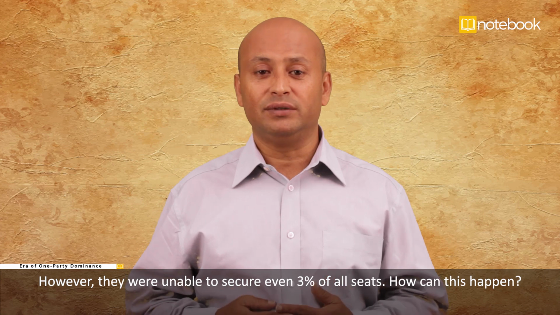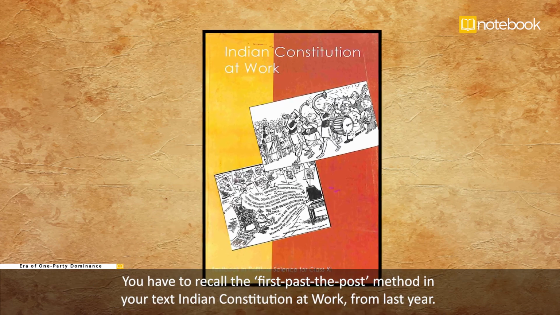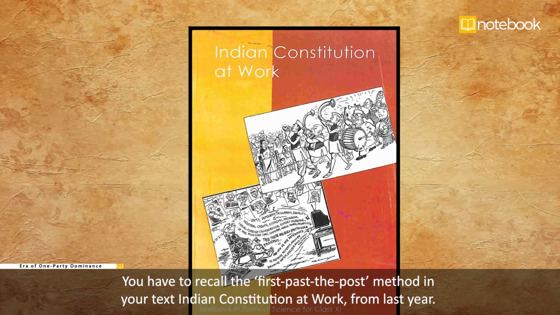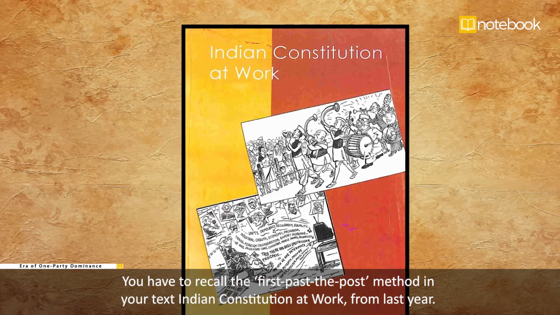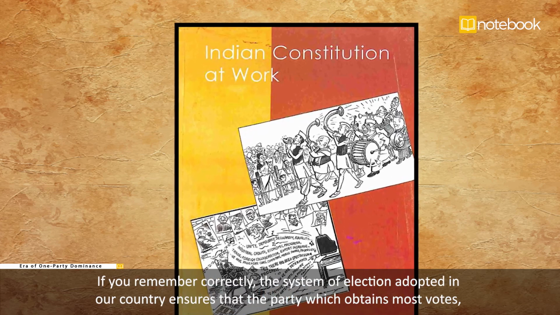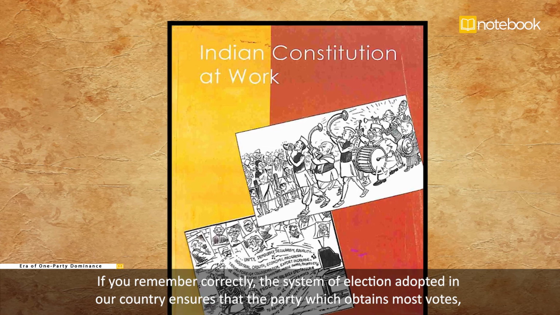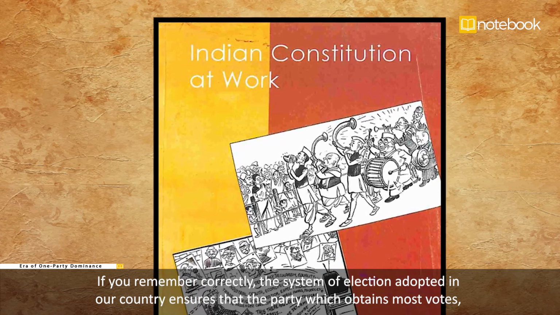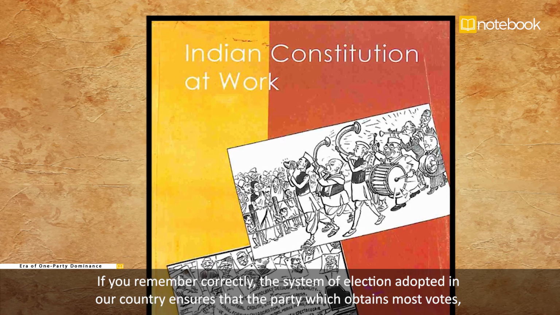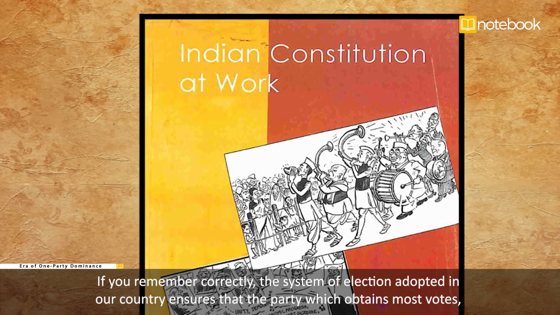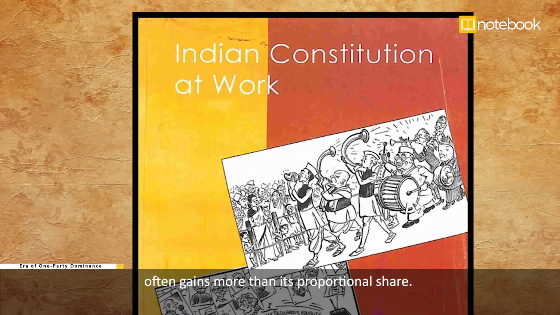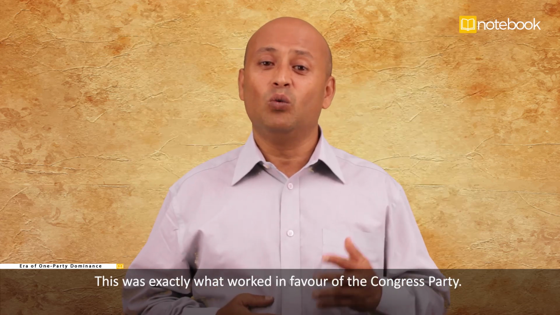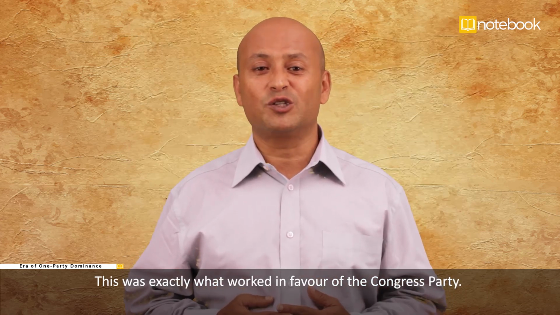How can this happen? You have to recall the first past the post method in your text, Indian Constitution at Work, from last year. If you remember correctly, the system of election adopted in our country ensures that the party which obtains most votes often gains more than its proportional share. This was exactly what worked in favor of the Congress Party.